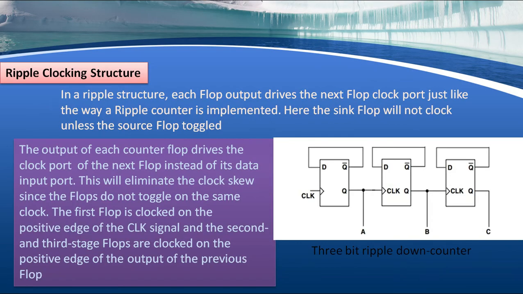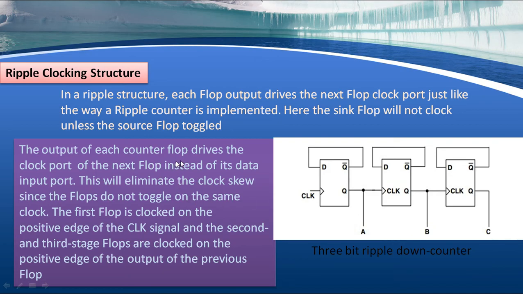Ripple clocking structure. In a ripple structure, each flop output drives the next flop clock port, just like the way a ripple counter is implemented. The way we use a ripple counter, there will be the next flop in the same way. Here the sink flop will not clock unless the source flop toggles. This is the sink flop. It won't clock unless the source flop starts toggling, then it will get its clock.